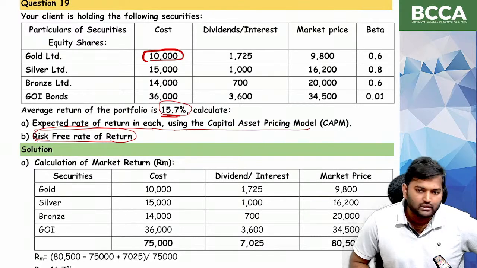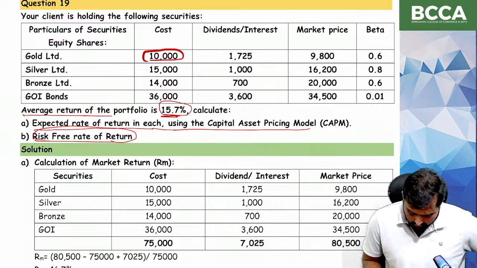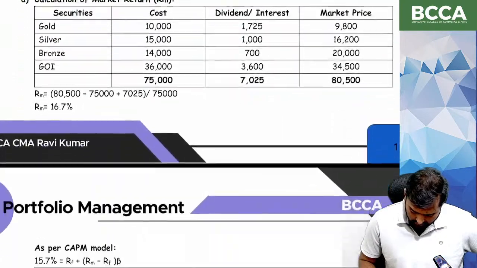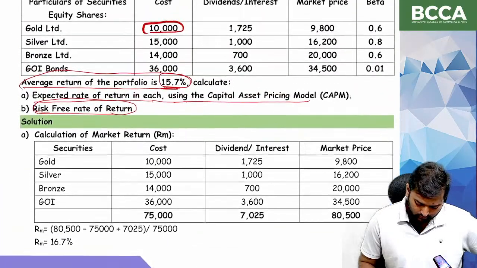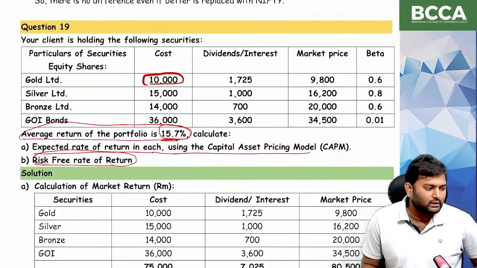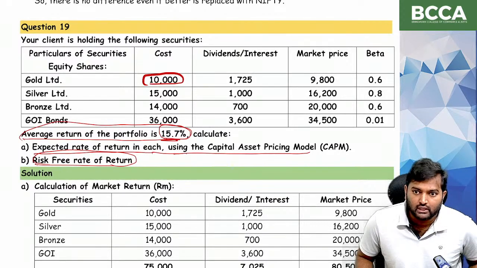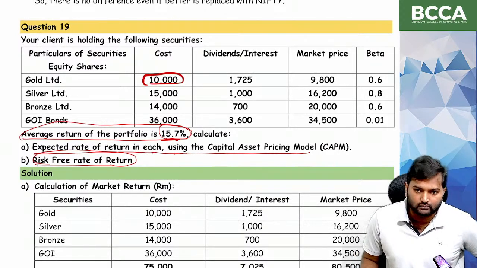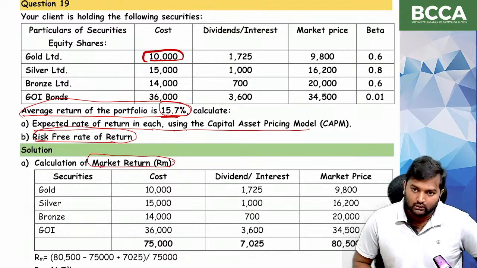So you have to assume. What is the assumption? The average return of the portfolio given in the question, 15.7%, is nothing but the CAPM return of the portfolio. We are assuming that this 15.7% given in the question is the CAPM return. Okay. And see the calculation. We are calculating the market return.